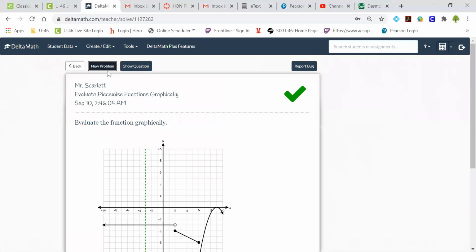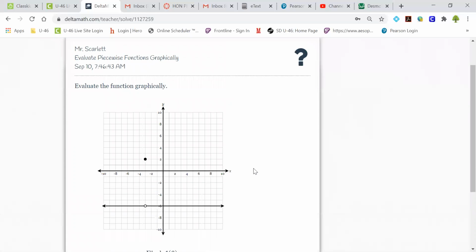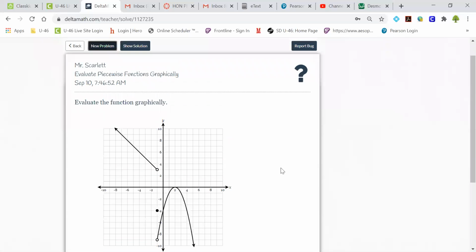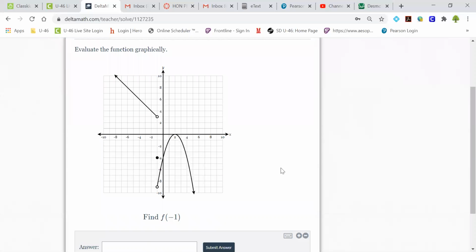Let's do one more quick one of this. Not that one. I kind of want to do something that's a little bit more, okay, like this one. It has a little bit more thinking involved. So again, 3 pieces. And I want to find f of -1.